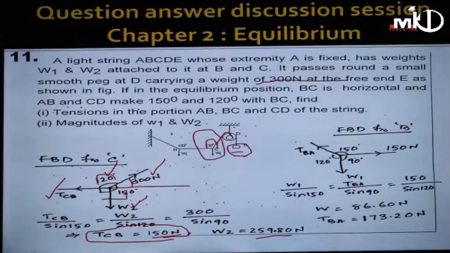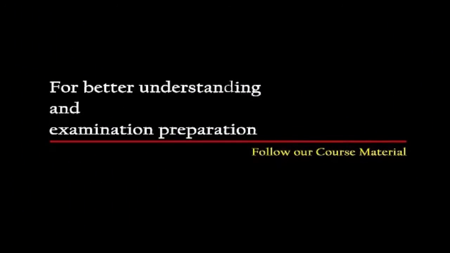So if you put Lami's theorem at point B, we have again tension in this portion, that is TBA, and W1 is the weight and tension in the portion BC, so TBC, which we have already found to be 150 Newton. So now again apply Lami's theorem, so that W1 by sin 150 equals TBA by sin 90 equals 150 by the opposite angle 120. So you get W equal to 86.6 and TBA equal to 173.2.